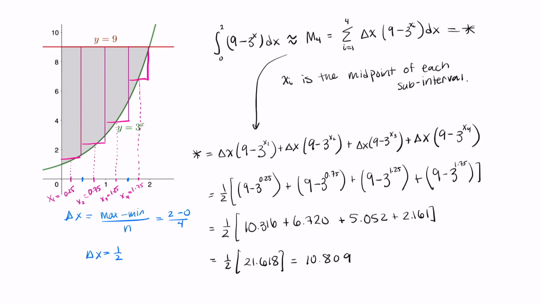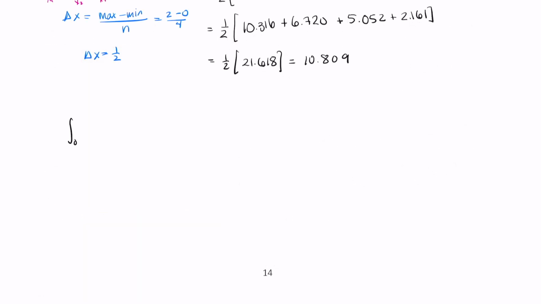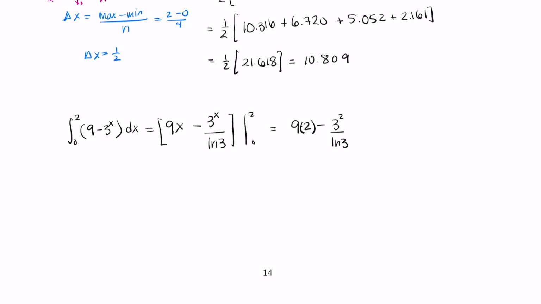So now let's do this with integration. Let's verify how close our result was. So the integral from 0 to 2 of 9 minus 3 to the x dx is equal to 9x minus 3 to the x over the natural log of 3. And we evaluate from 0 to 2. So this is equal to 9 times 2 minus 3 squared over the natural log of 3. Then we're going to subtract from this 9 times 0 minus 3 to the 0 power divided by the natural log of 3.